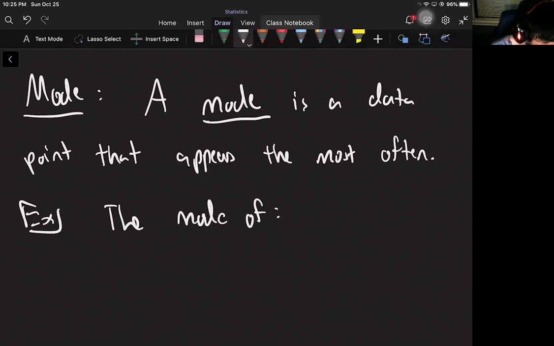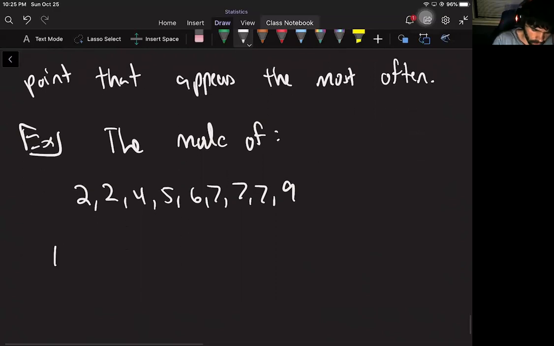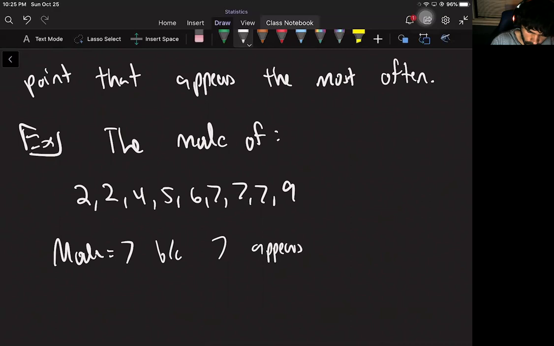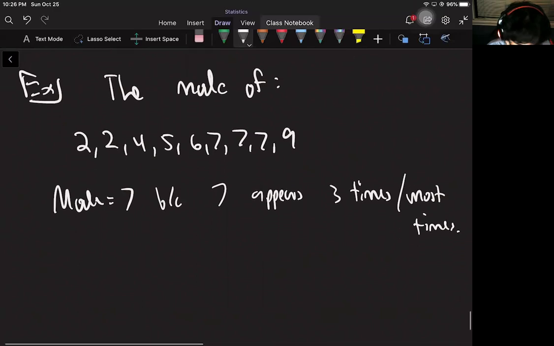So the mode of, here's some data. This time I will just write it down. It won't magically appear: 2, 2, 4, 5, 6, 7, 7, 7, 9. So what's the mode here? Well, it's 7 because 7 appears the most, 3 times. So it's very quick to calculate the mode. And you could say, well, 7 seems like a good representative because 7 appears a bunch. So 7 seems very typical.